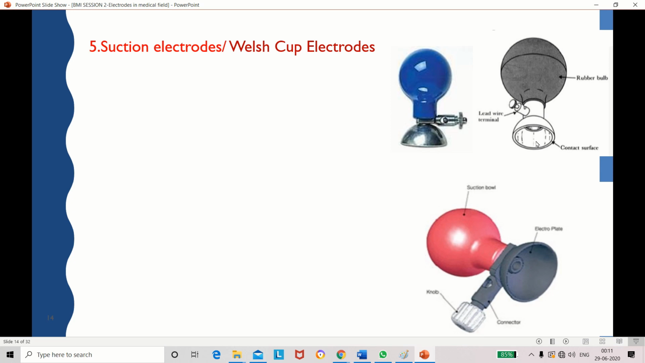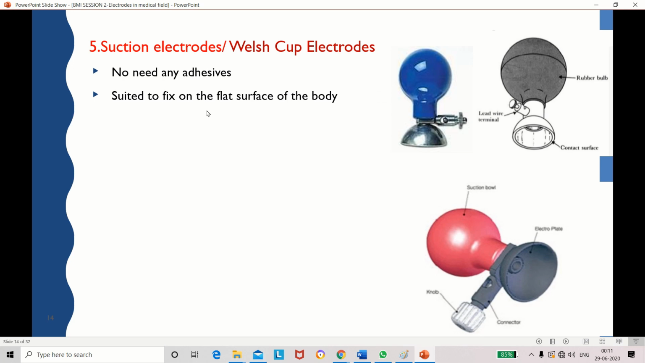See, this is the lead wire. This is the contact surface area. This is the rubber bulb. This has a very small surface area, and here we are using one rubber bulb. What is the use of the bulb? Can you guess? When we press the bulb, automatically we can fix the electrode on the surface of the patient. So we have to squeeze the bulb. Squeeze means we have to give some press on this bulb. Okay. So here there is no need to use any adhesives.